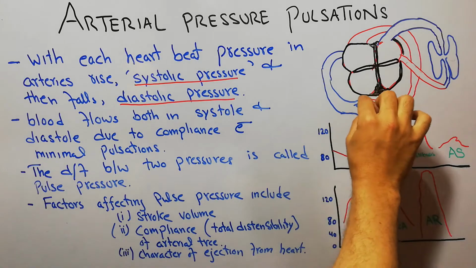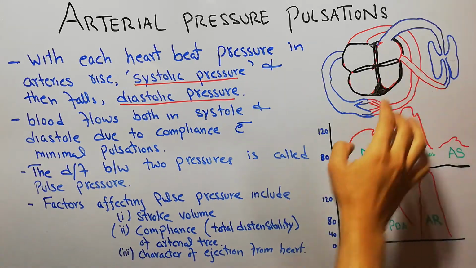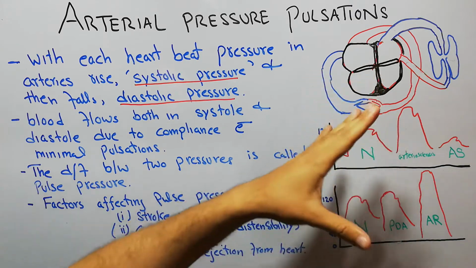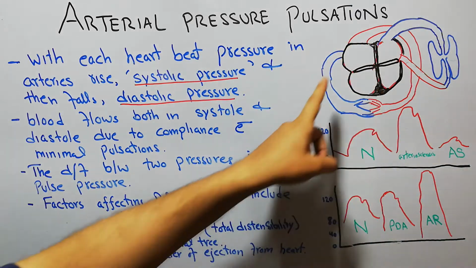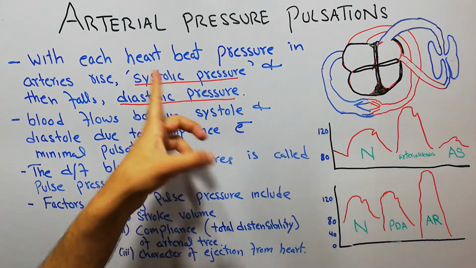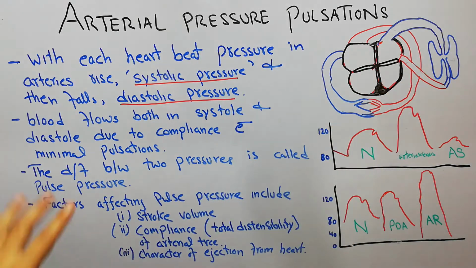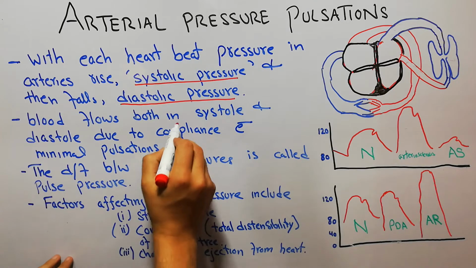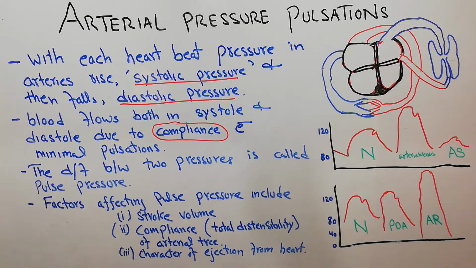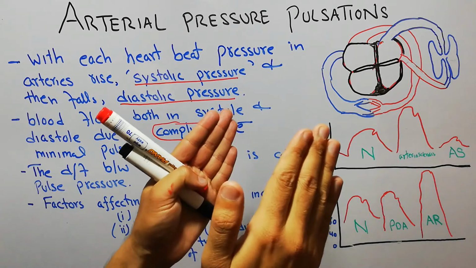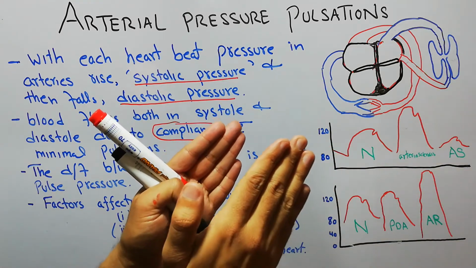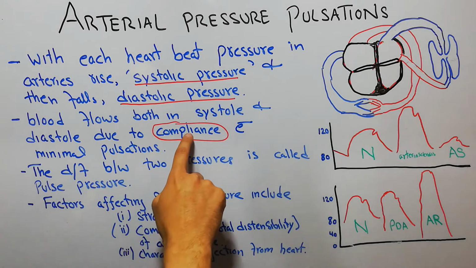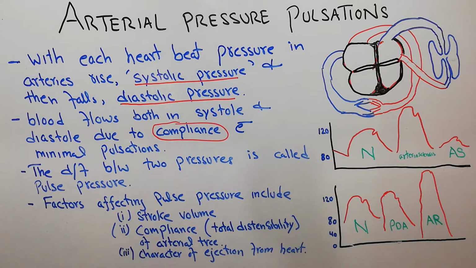Ideally, if the blood vessels would not be compliant, if they would not have the ability to accommodate the blood, and if the blood vessels would not dilate, or if they would not have the property of distensibility, then the blood would be flowing only in the contraction process, only in the systole, and it would not be flowing in the diastole. But blood flows both in the systole and diastole due to the compliance with minimal pulsations. Now the ability of the blood vessels to dilate and increase the pressure and then slowly decrease the pressure while allowing the blood to flow smoothly is due to the compliance and the distensibility of the blood vessels.